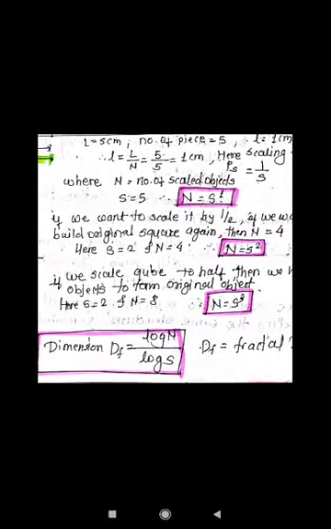So the scaling factor is 1 by S, which is 1 by 5, meaning S has the value 5. How are we going to represent it? The scaling factor is shown as 1 by S. 1 by S is equal to 1 by 5, and therefore the value of S is 5. N shows the number of scaled objects, that is 5. We have scaled it by 1 by 5.